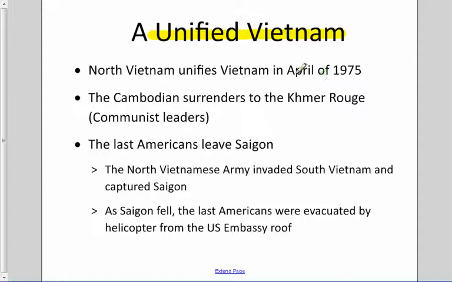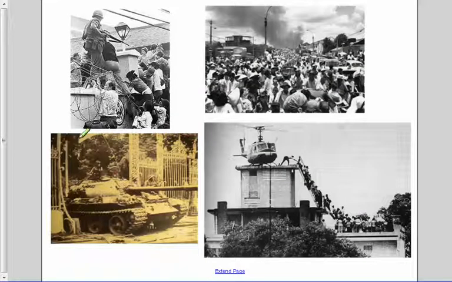So in April of 1975, they unify Vietnam into one country. Also, Cambodia surrenders to the Khmer Rouge, who are the communist leaders. So Cambodia also becomes communist at essentially the same time. And the last Americans leave Saigon. So while we had agreed that the war was ended, we still had some ambassadors, some diplomats, some people like that there. And we have Americans leaving Saigon at the last minute.